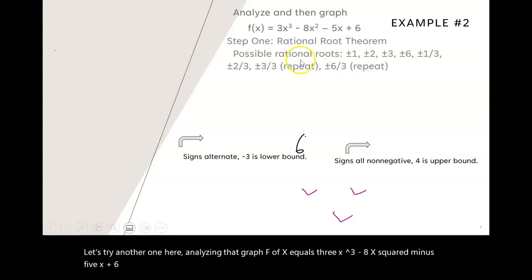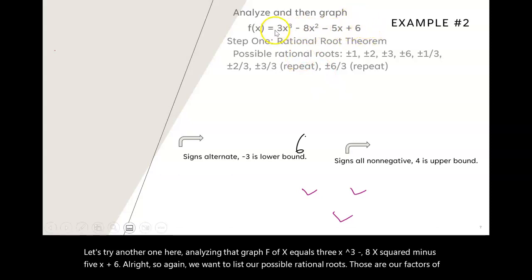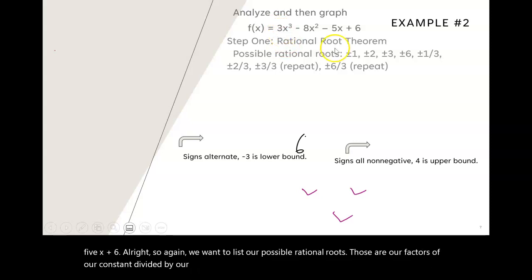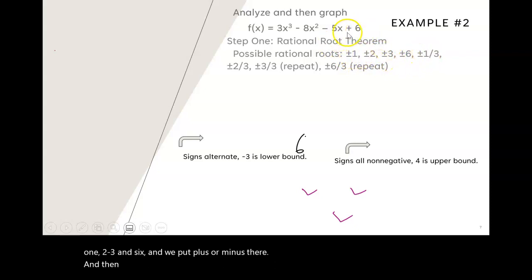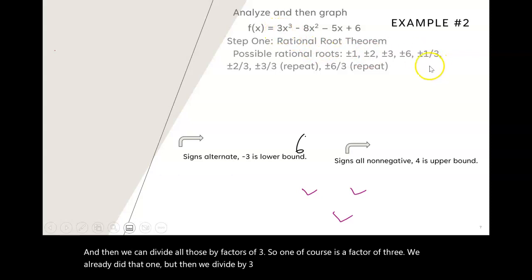Again, we want to list our possible rational roots. Those were our factors of our constant divided by our factors of our leading coefficient. So factors of our constant include 1, 2, 3, and 6, and we put plus or minus there. Then we can divide all those by factors of 3. So 1, of course, is a factor of 3. We already did that one. But then we divide by 3. 3 is a factor of 3.